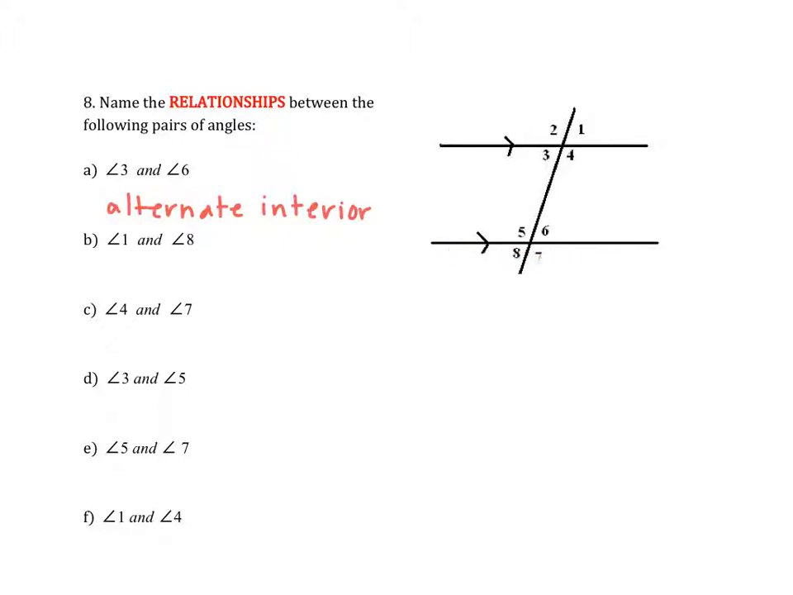Now let's look at angles 1 and 8. They are on the outsides of your parallel lines, but on opposite sides of your transversal. So those are going to be alternate exterior angles. 4 and 7, you'll notice that they're both in the same relative location. They're both downstairs on the right, downstairs on the right, so that will be corresponding.